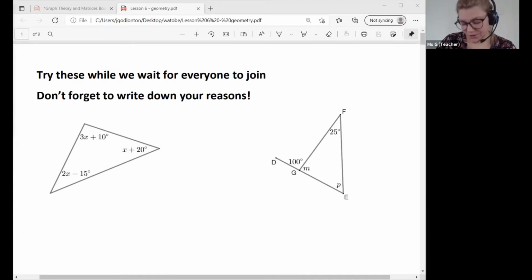And then we're going to go through these together. And we're going to do one more triangle question together. And then we're going to learn about our new topic today, which is called congruency. I'm going to type that in the chat so you can all see what it looks like. Congruency, like that.